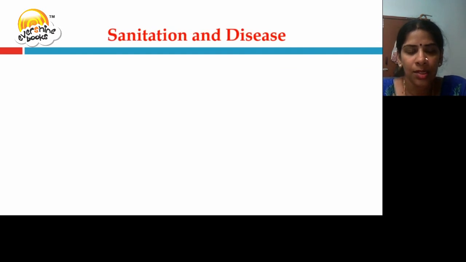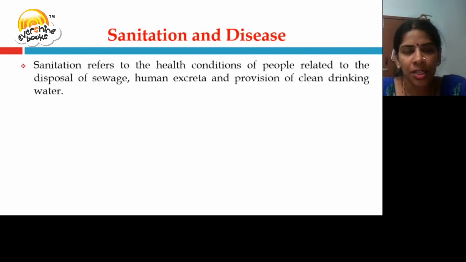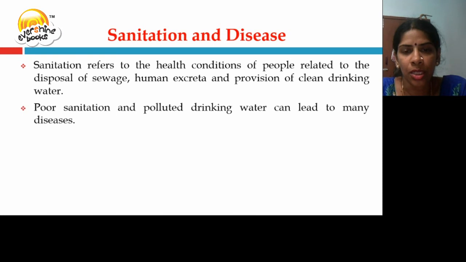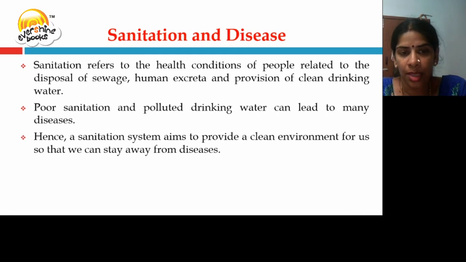Sanitation and diseases. Sanitation refers to the health conditions of people related to the disposal of sewage, human excreta, and provision of clean drinking water. Poor sanitation and polluted drinking water can lead to many diseases. Hence, a sanitation system aims to provide a clean environment for us so that we can stay away from diseases.